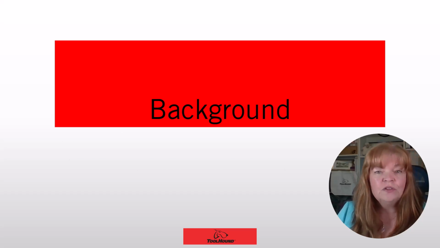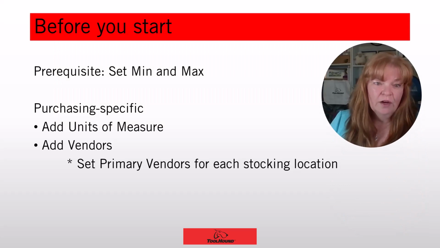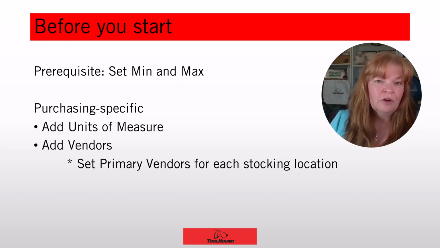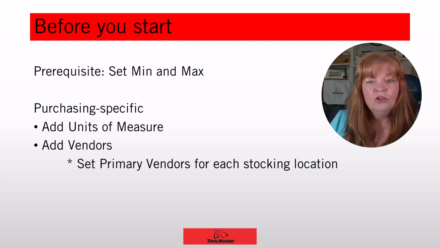As part of the purchasing module, there are certain requirements. The most important is to set the min and max quantities for the part number for each stocking location. To work with purchase orders and purchase order requisitions, ensure all units of measure and vendors are already in the system. For more efficiency, set the primary vendor for each stocking location for each part number.